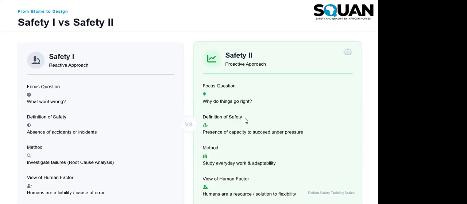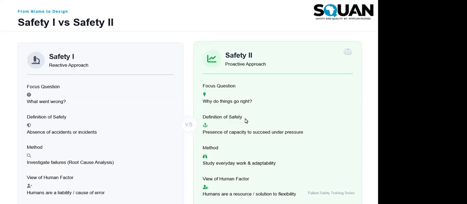So as leaders who are into safety, we should look at the proactive approach as well. In fact, that should be the primary way. Because we have set the system right, then when things go wrong, rather than focusing on the individuals, we say, okay, the system that we've built, what went wrong? What can we do better? Why are things going right? We have to ask that question. And the definition of safety in the proactive approach is the presence of capacity to succeed under pressure. That's the definition of safety here, rather than absence of accidents or incidents.